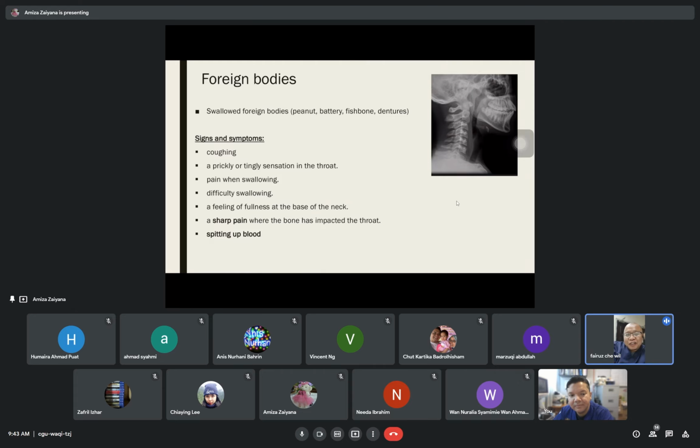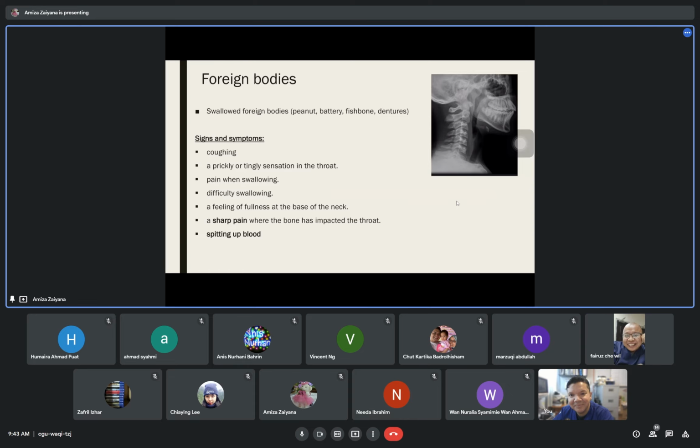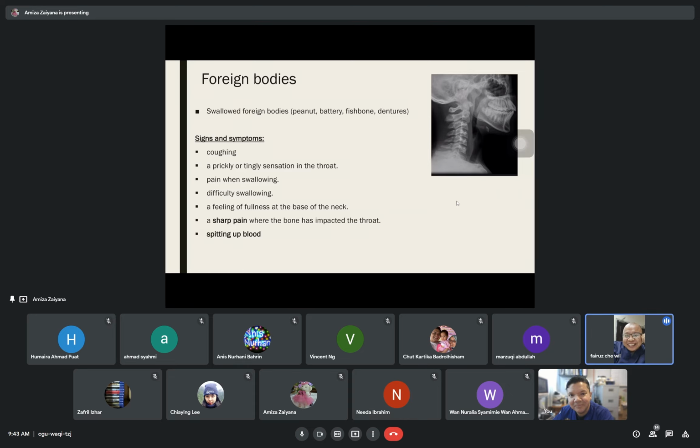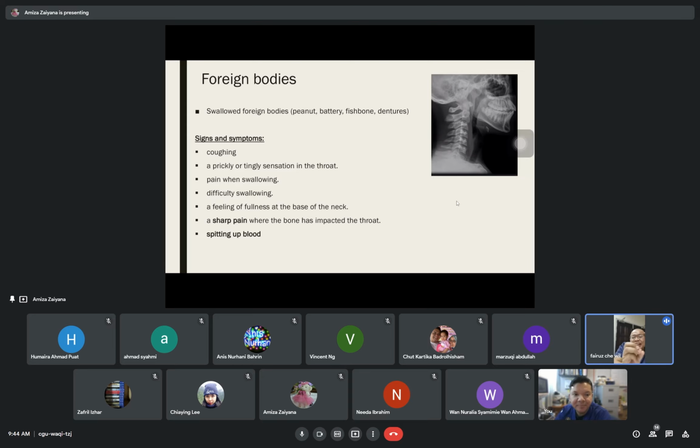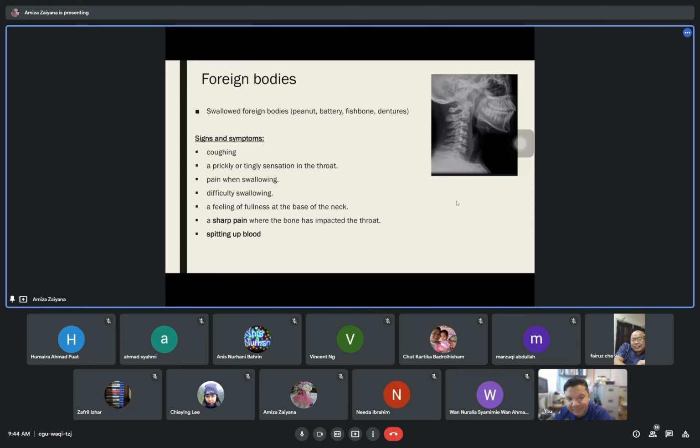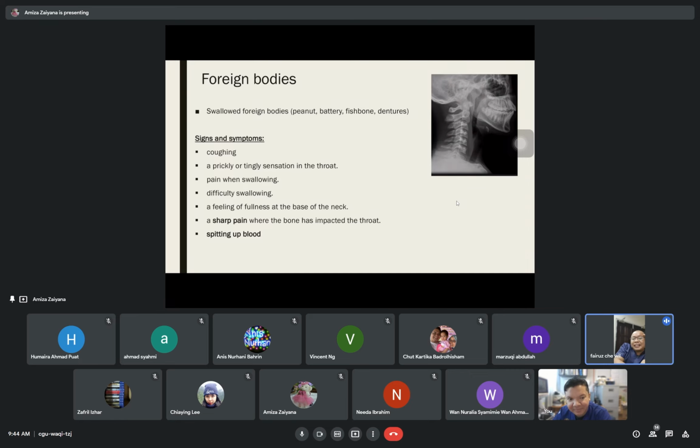Out of the things that you mentioned, in order of dangerousness, which one needs to be removed urgently? Peanuts, battery, fish bone, dentures. Battery, provided it doesn't cause airway obstruction. Battery, you're right. What sort of battery are we talking about?